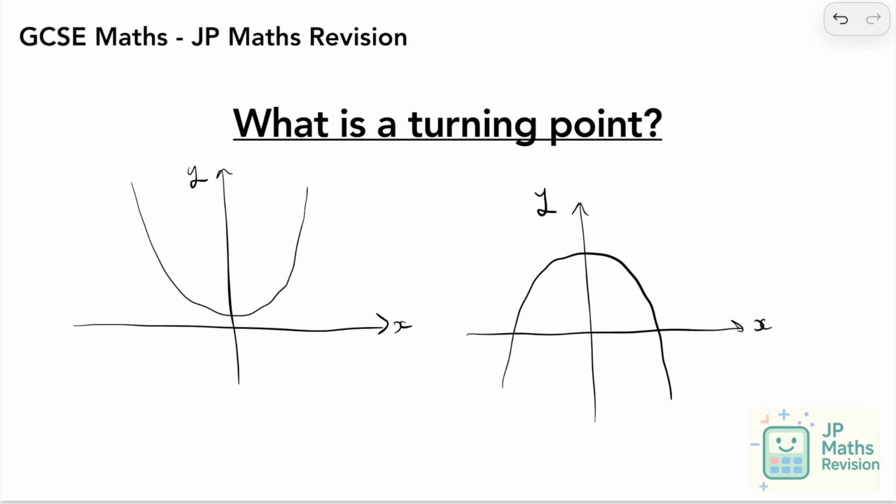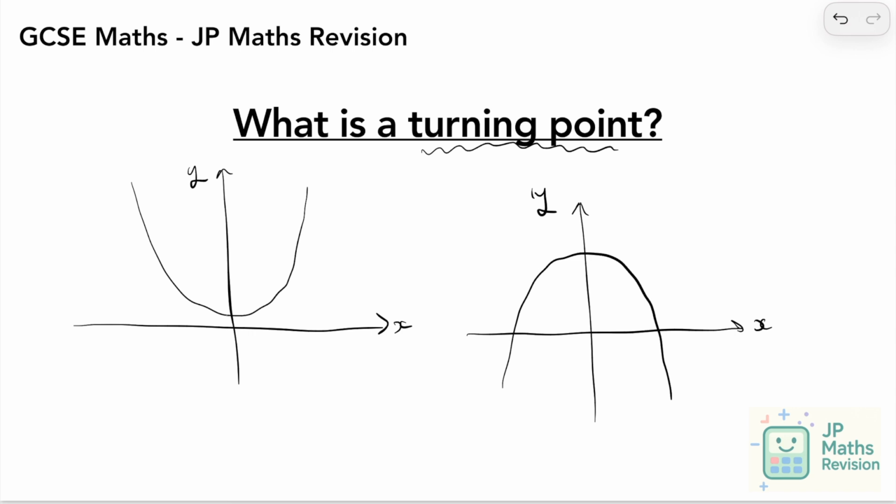We call this a parabola, and a parabola has a U shape or an N shape depending on whether the coefficient of x squared is positive or negative. But that's not really the point. The point of this is to figure out what the turning point is. The turning point is quite literally the point where the graph turns.